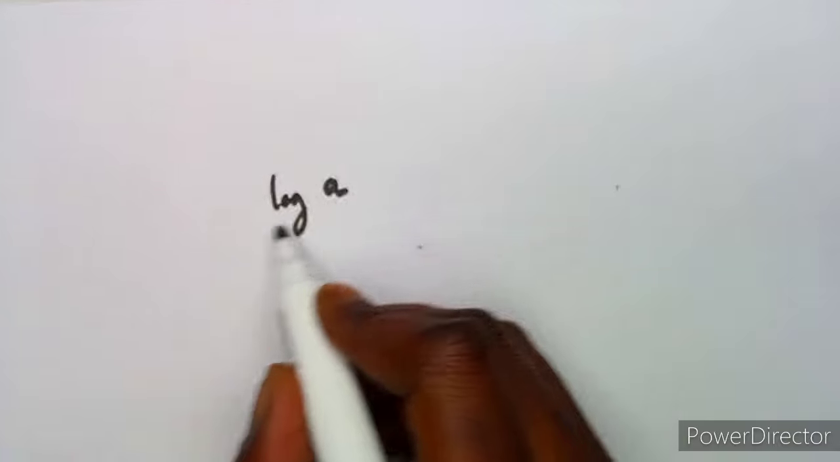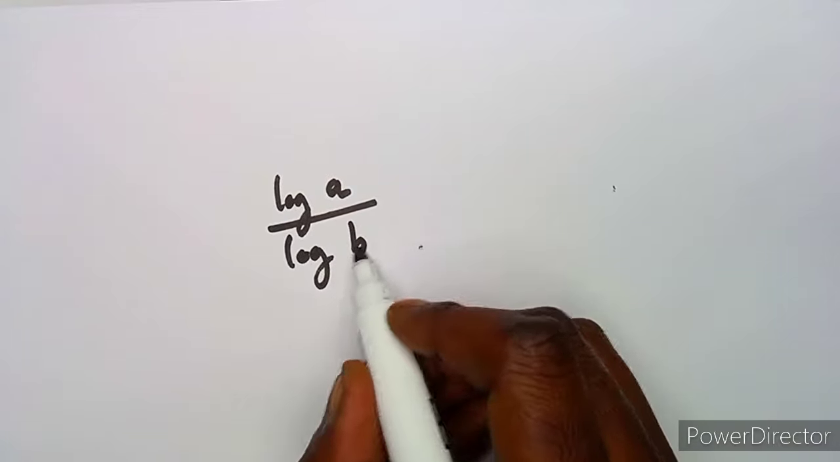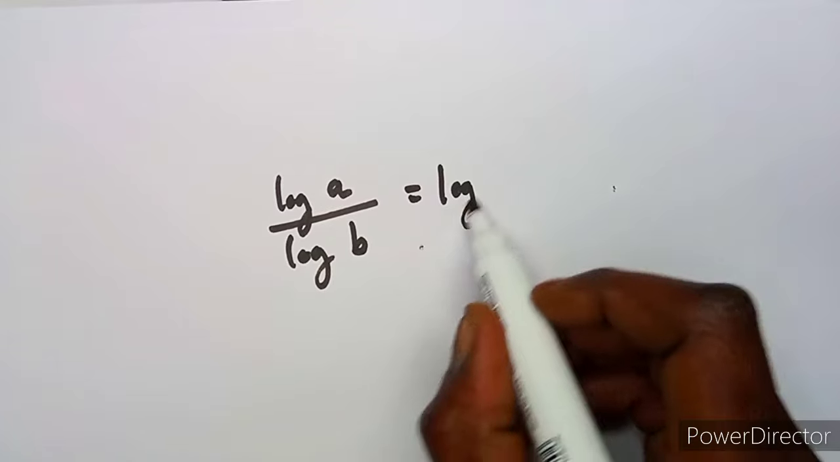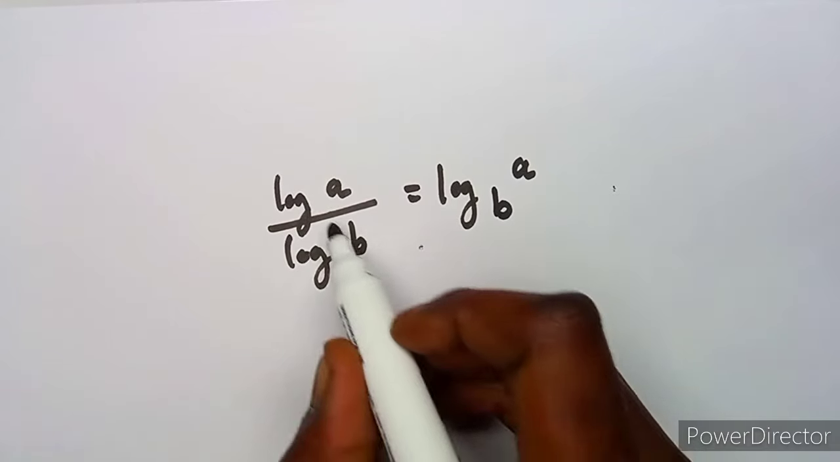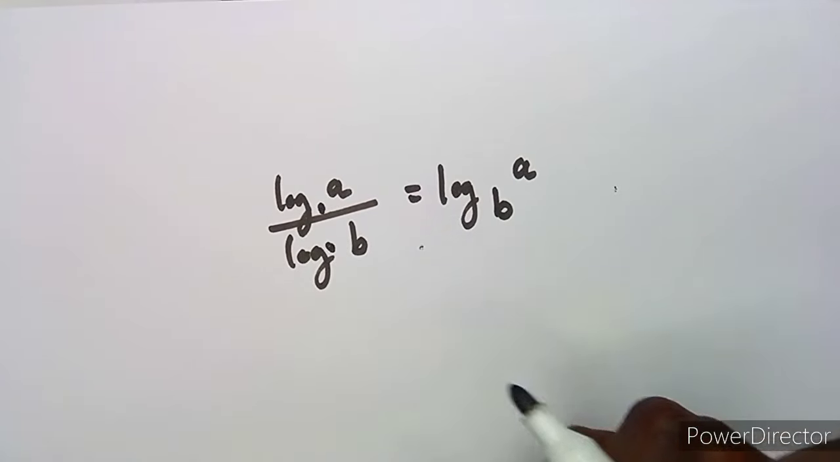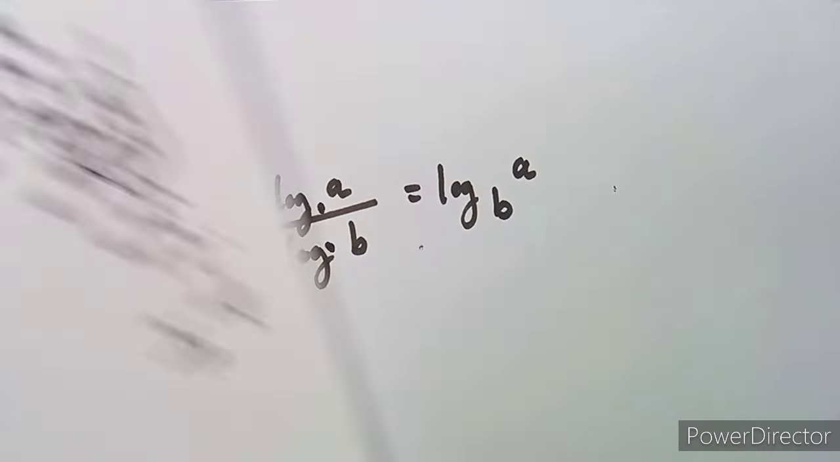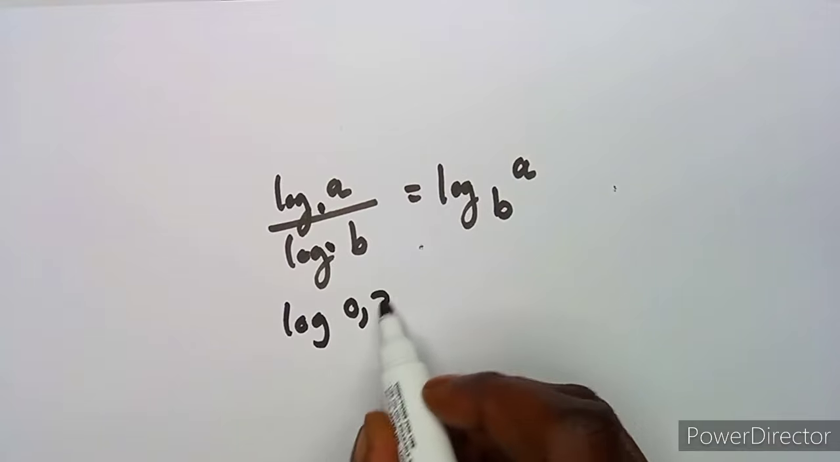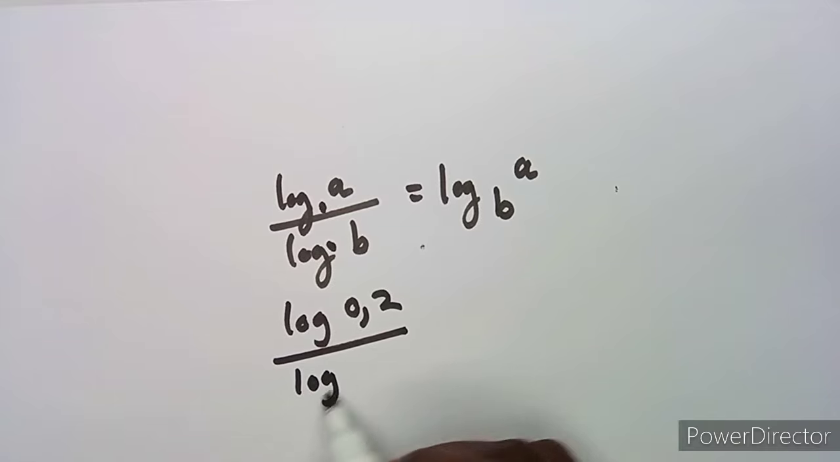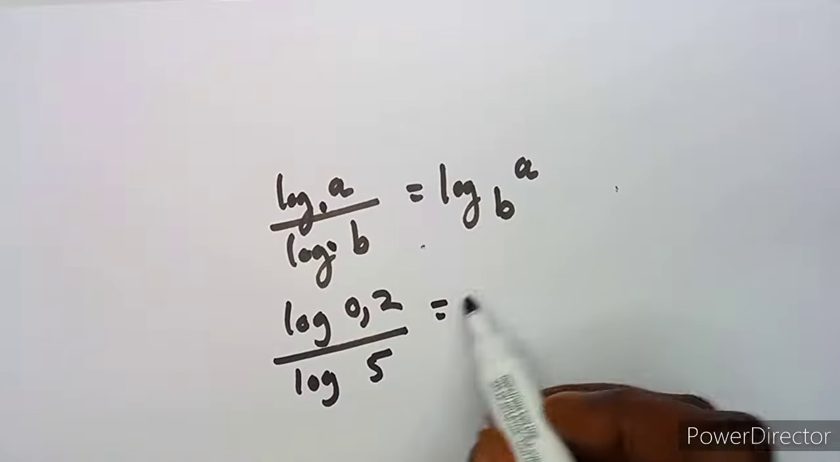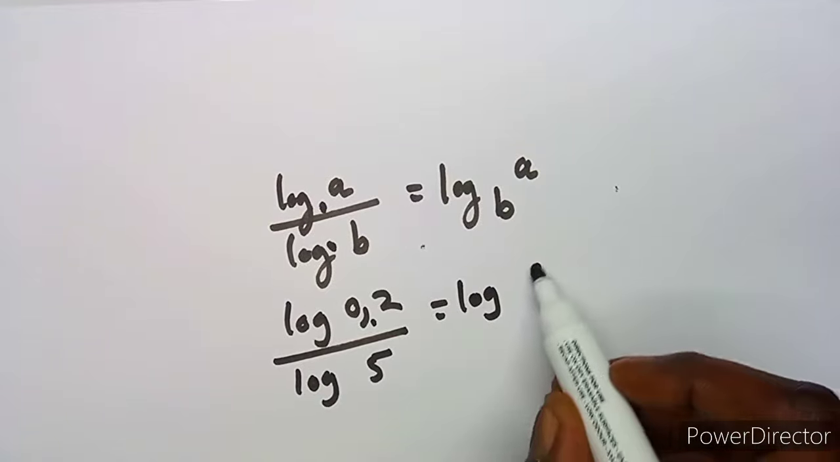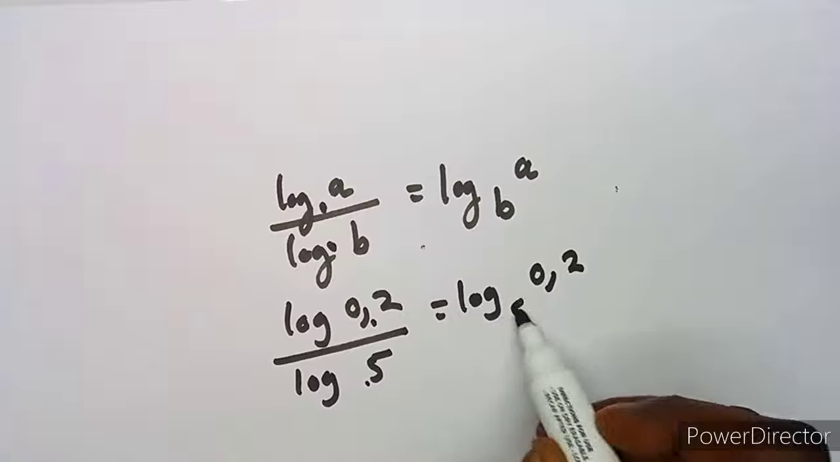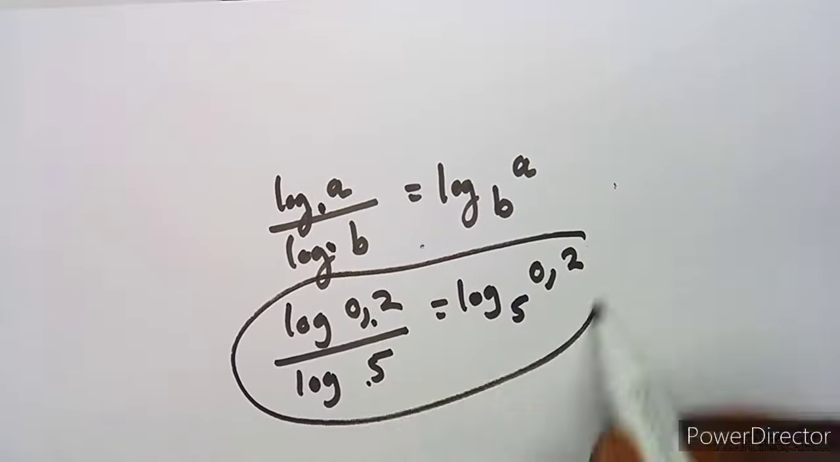There is this change of base whenever you're dividing logarithms. Log of a over log of b like this is the same as log a in base b, provided that these bases are the same. So here we are in base 10, so it means we can rewrite log 0,2 over log 5 in this format, which is log 0,2 in base of what? In base of 5. This is one and the same thing.